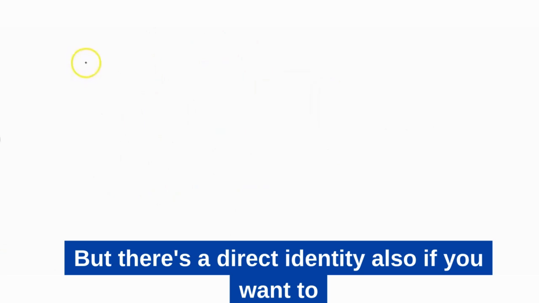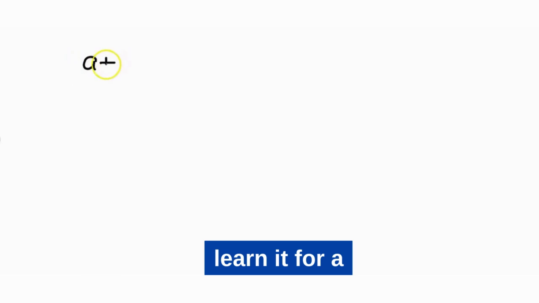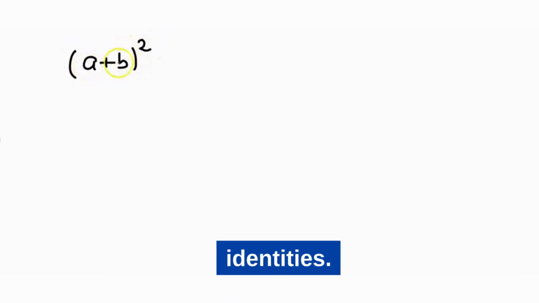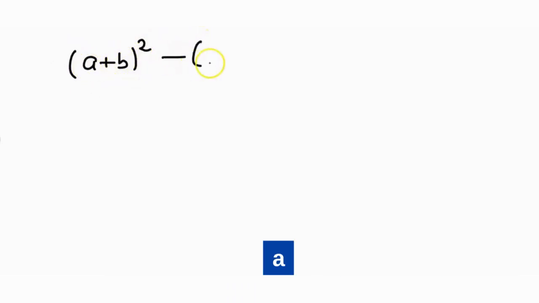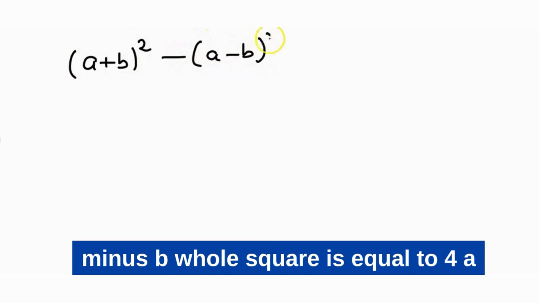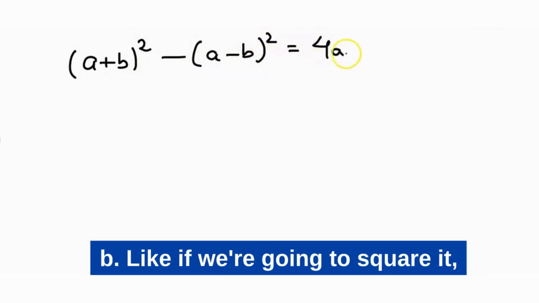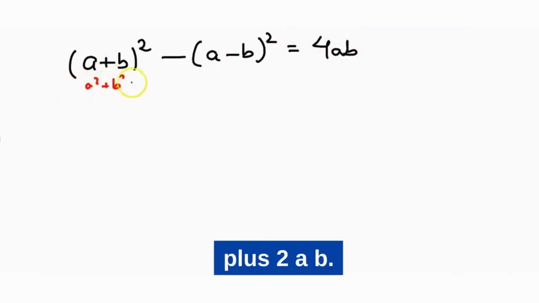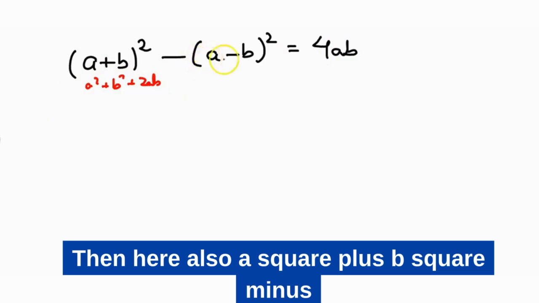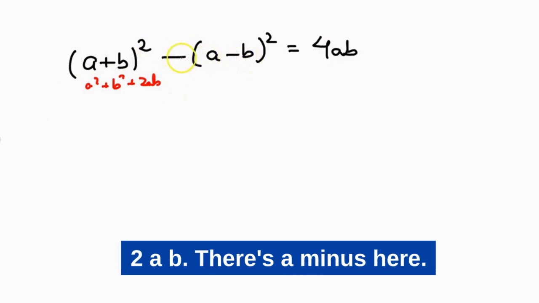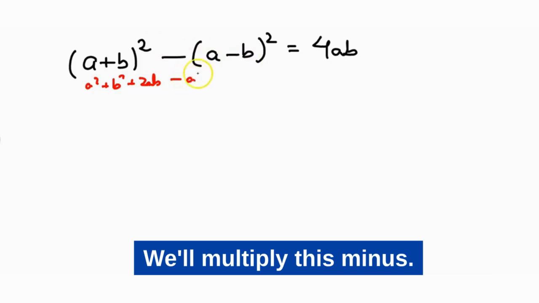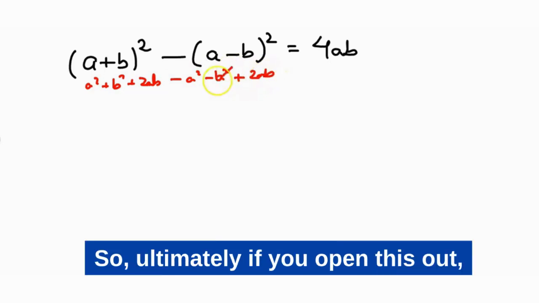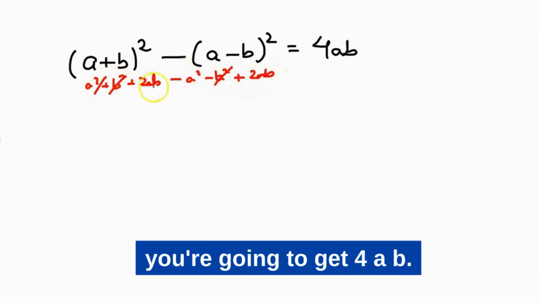But there's a direct identity also if you want to learn it for A plus B and A minus B. It's a relation that's basically found by the previous identities: A plus B whole square minus A minus B whole square is equal to 4AB. Like if we square it, we get A square plus B square plus 2AB. Then here also A square plus B square minus 2AB. There's a minus here. We multiply this minus, we'll get minus A square minus B square plus 2AB. So ultimately, if you open this out, you're going to get 4AB.